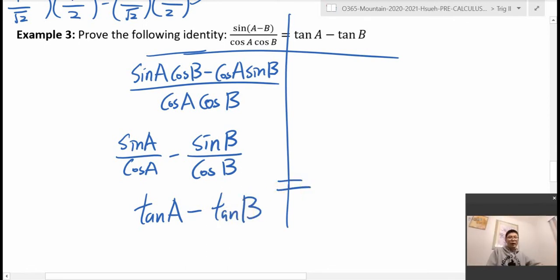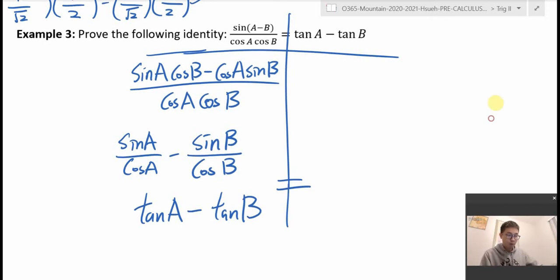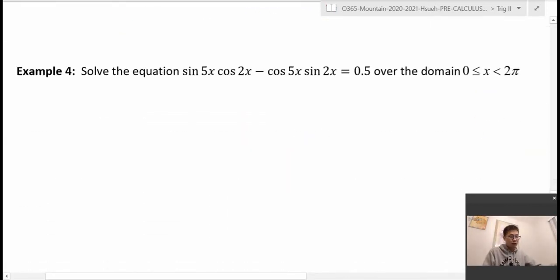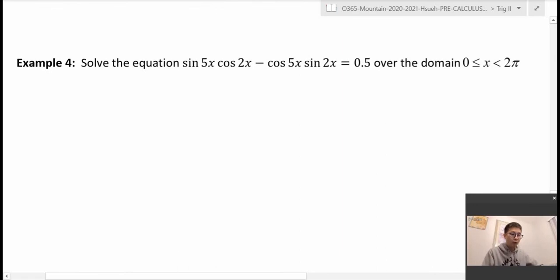Okay, hopefully by now you're getting more and more comfortable with proving trig identities. Some of them could be tricky, but they're quite fun to do, I feel. Anyways, number 4, solving equations. We've seen this before. So here's the equation: sine 5x cosine 2x minus cosine 5x sine 2x equals 0.5.